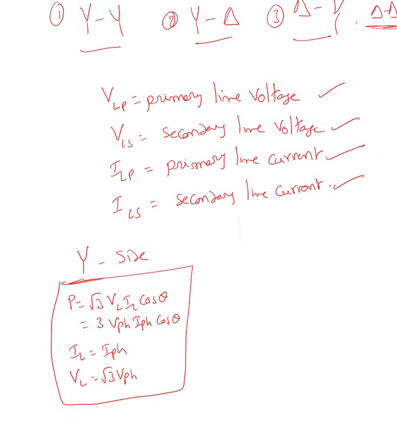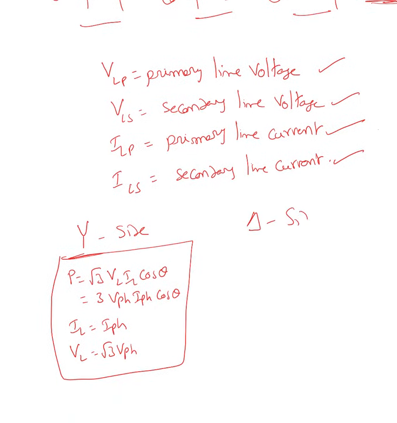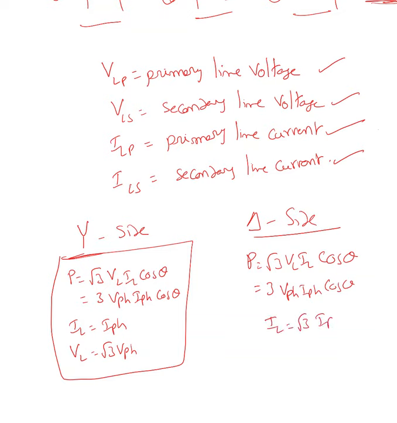When it comes to the delta side, P is the same, root 3 VL IL cos theta. Here we're going to assume it's an ideal transformer. When it's an ideal transformer, there are no losses, so whatever power is supplied is the same as the power delivered: 3 times VPH IPH cos theta. When it comes to delta, IL equals square root 3 times IPH, and VL equals VPH. These things you need to remember.